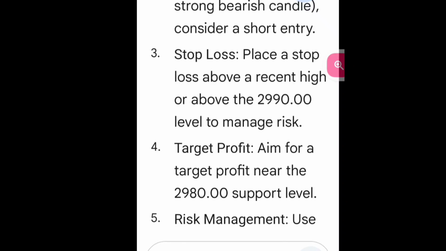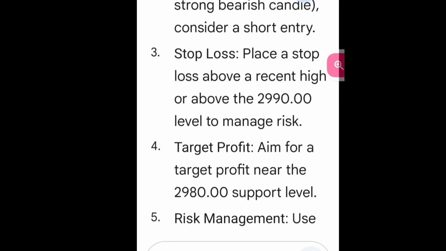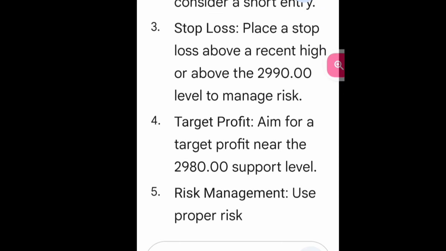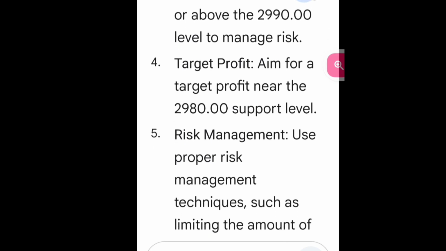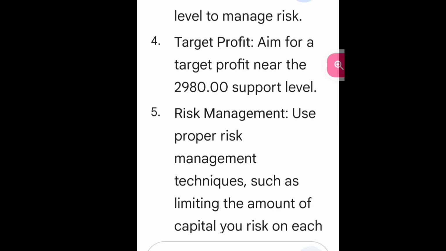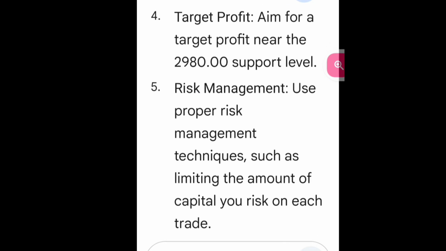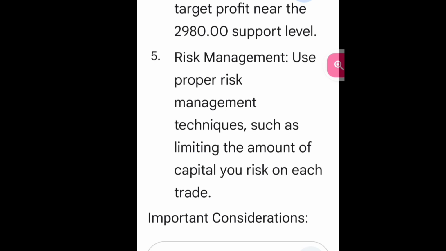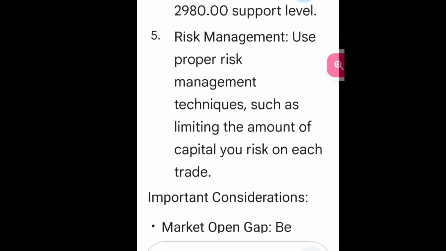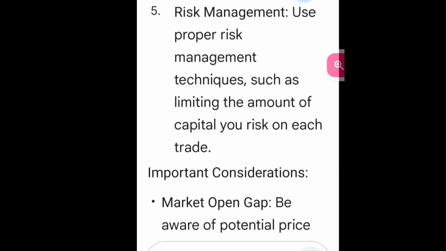3. Stop loss. Place a stop loss above a recent high or above the 2,990.00 level to manage risk. 4. Target profit. Aim for a target profit near the 2,980.00 support level. 5. Risk management. Use proper risk management techniques, such as limiting the amount of capital you risk on each trade.